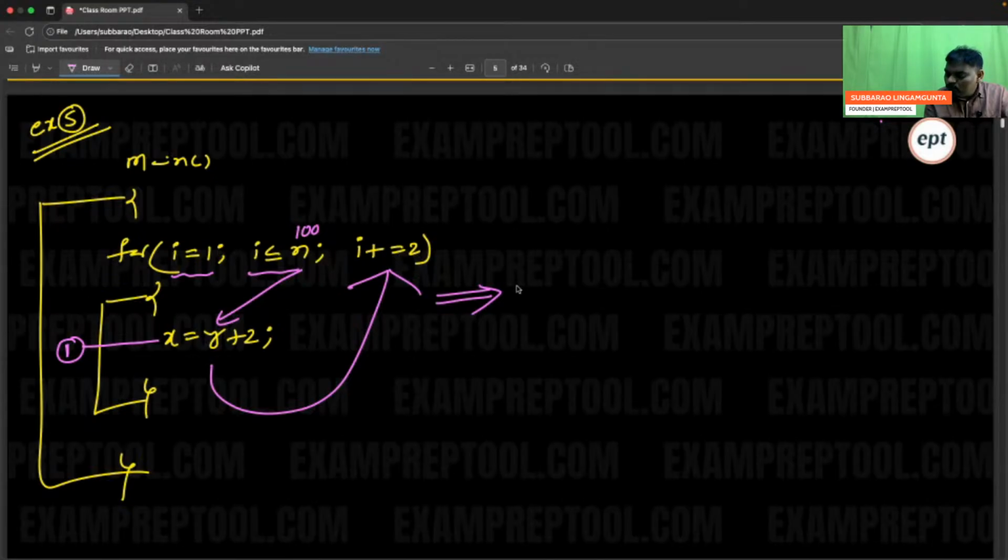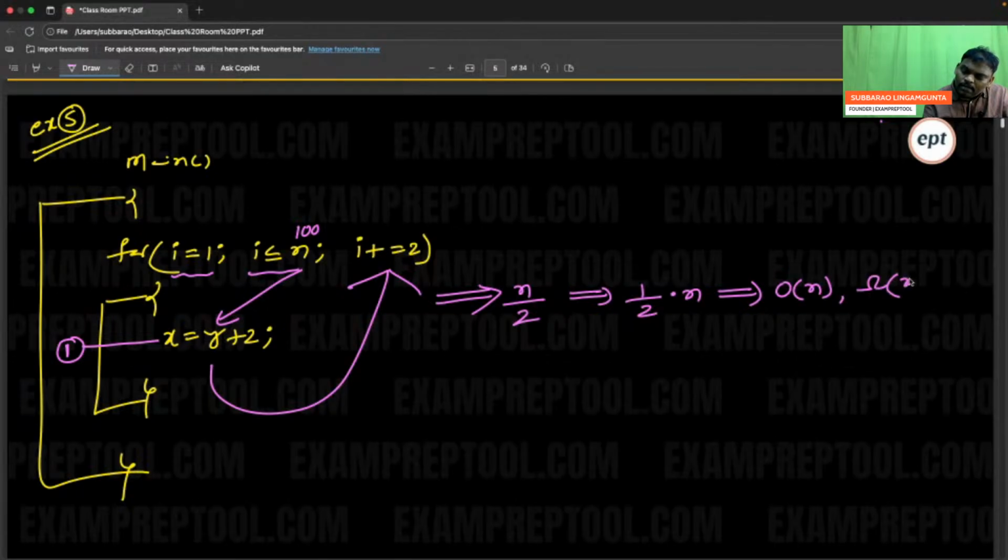100 by 2. If n is 100, it runs 100 by 2 times. If n is 1000, it runs 1000 by 2. For n, this loop runs n by 2 times. So the time complexity of this program is 1 by 2 into n. 1 by 2 is a constant. This can be written as big O of n, omega of n, or theta of n. All are correct.